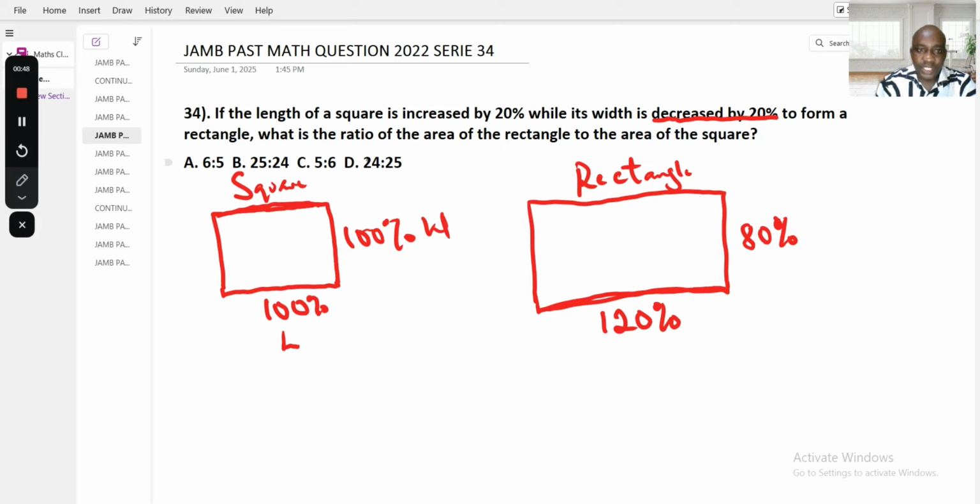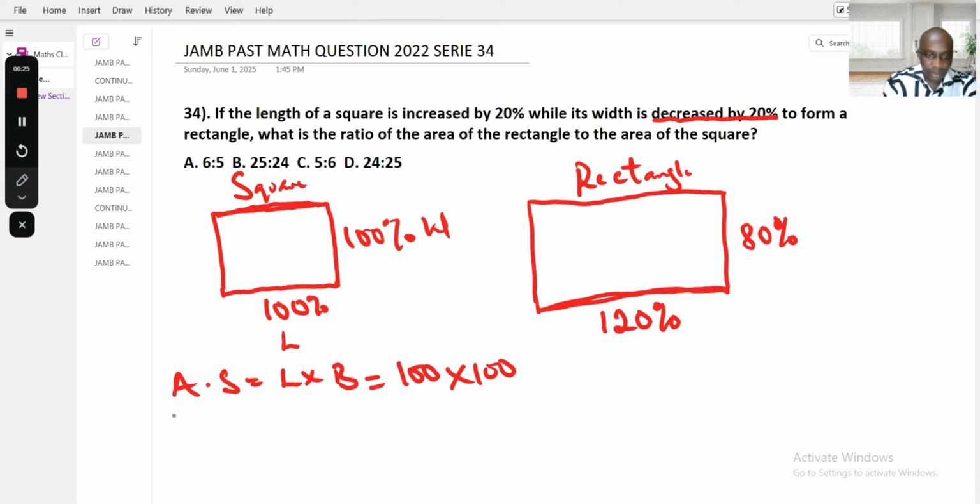Now the question says, what is the ratio of the area of the rectangle to the area of the square? What is the area of the rectangle and what is the area of the square? Area of square is going to be length times breadth, isn't it? What is the length? 100%. What is the breadth? 100%. That is the area of the square.